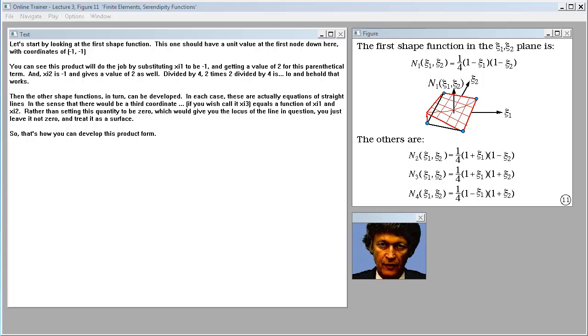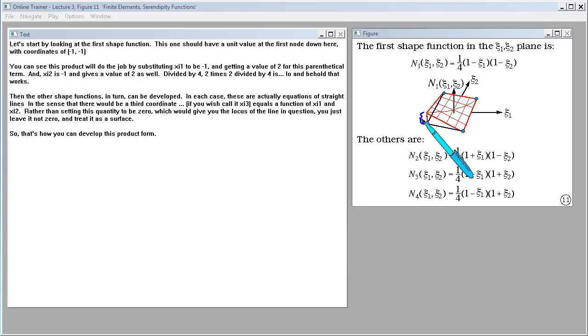Let's start by looking at the first shape function. This one should have a unit value at the first node down here with coordinates of -1, -1. And you can see that this product will do the job by substituting C1 to be -1 and getting a value of 2 for this parenthetical term. And C2 is -1, gives a value of 2 as well. Divided by 4, you've got 2 times 2 divided by 4. Lo and behold, that works. And then the other shape functions in turn can be developed.